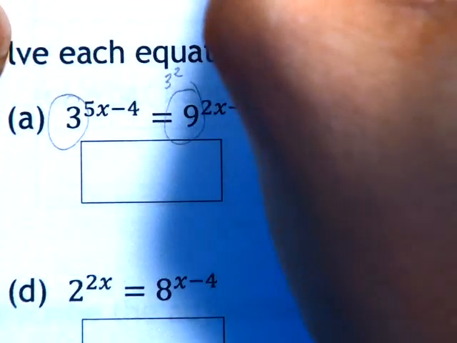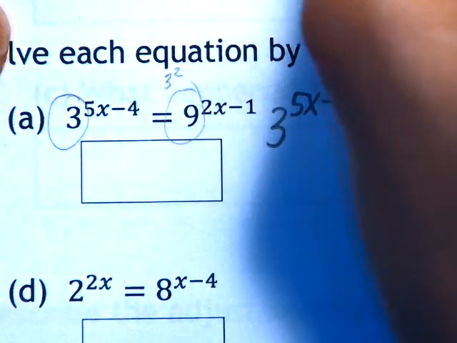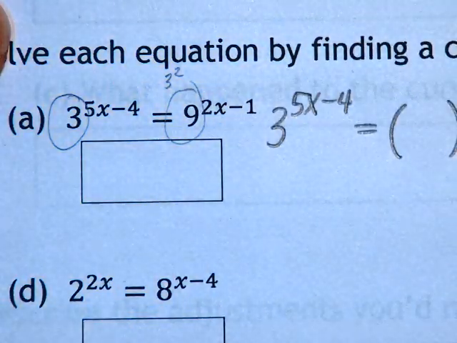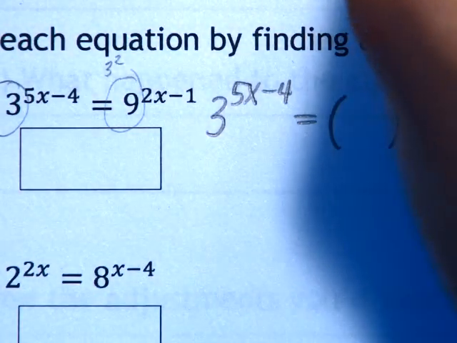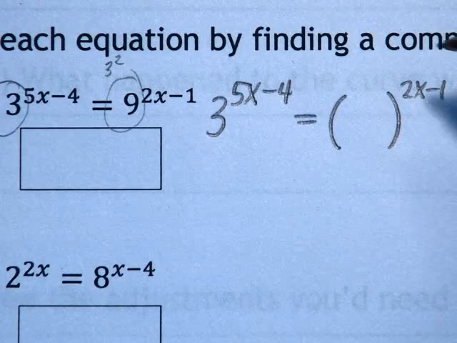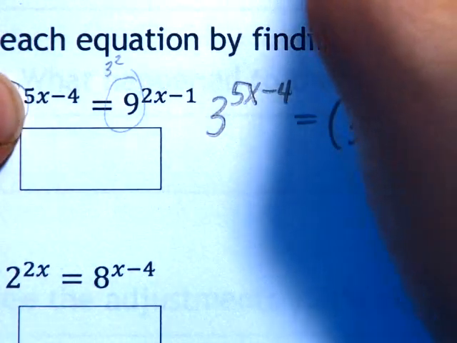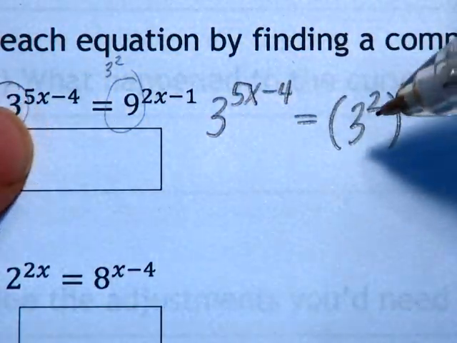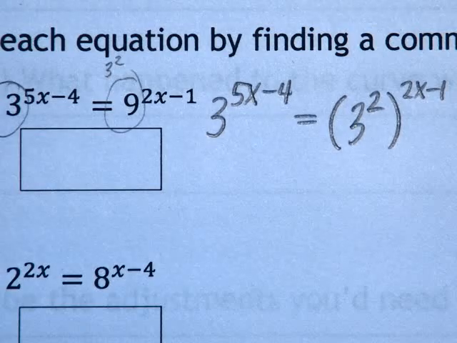So I'm going to keep the left side as 3 to the power of 5x minus 4 equals, I'll put parentheses where the 9 used to be just to show that I'm changing that, and then I'll keep the power of 2x minus 1, because remember the 2x minus 1 is fine. It doesn't need to change. It's just the 9 that does. Inside those parentheses, I'll write 3 squared, because that's my common base, and that of course keeps me equivalent to 9, so I haven't really changed the equation at all.